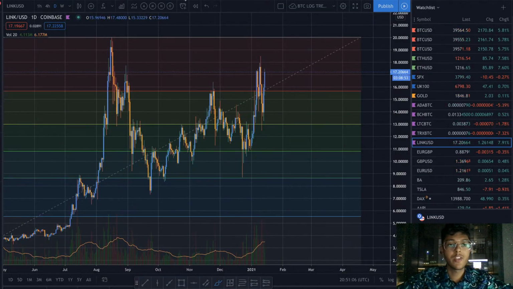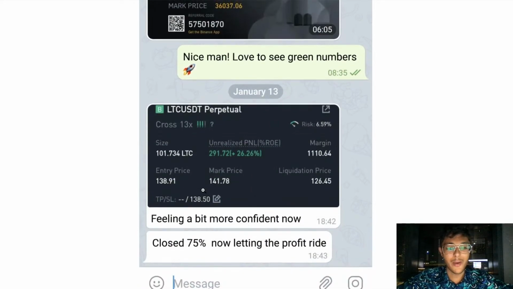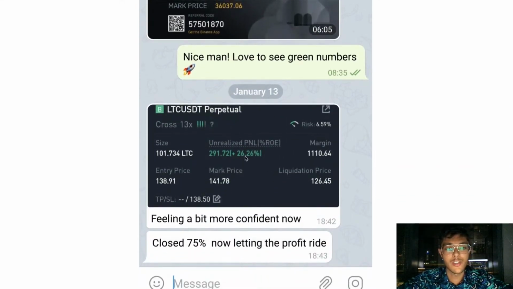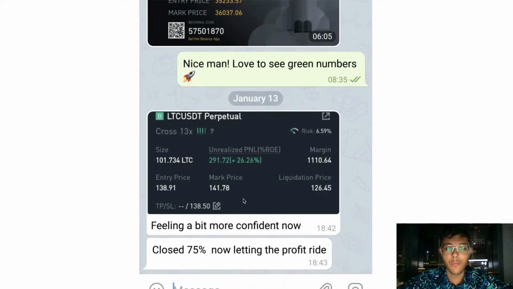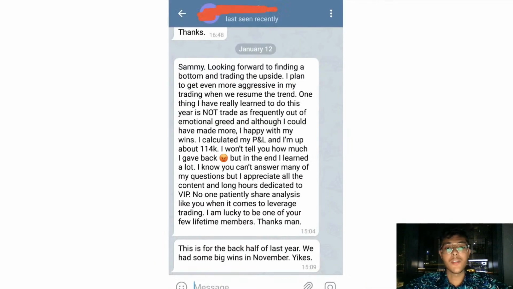So if you do want to see how I'm trading inside of VIP, I've got some new fresh testimonials for you guys now. This guy also joined VIP very recently. He joined us on the 11th of January, I believe. So we're only 4 days in. He's gaining more confidence, plus 13% over here, plus 26%. You can see his numbers going up already, feeling more confident, closing 75% of his position, letting the rest ride. I mean, he's doing extremely well inside of VIP.